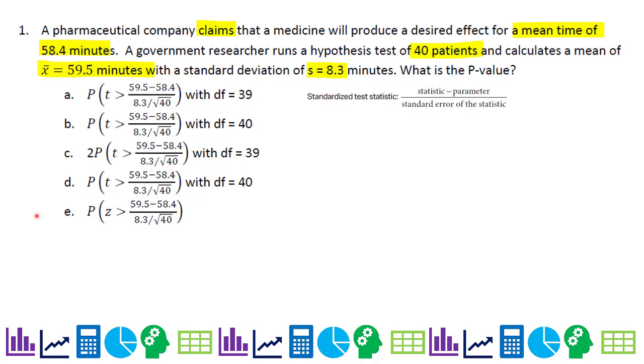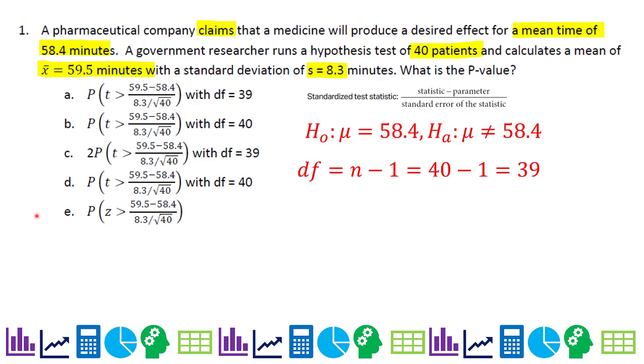So first of all, our standardized test statistic is the statistic minus the parameter. Our parameter is 58.4, and our alternate hypothesis doesn't really give one way or the other, and you don't use the sample to decide. We just assume that it is not equal to 58.4. Our degrees of freedom is our sample size minus 1, so we have degrees of freedom of 39, which pretty much tells you it is either A or C.